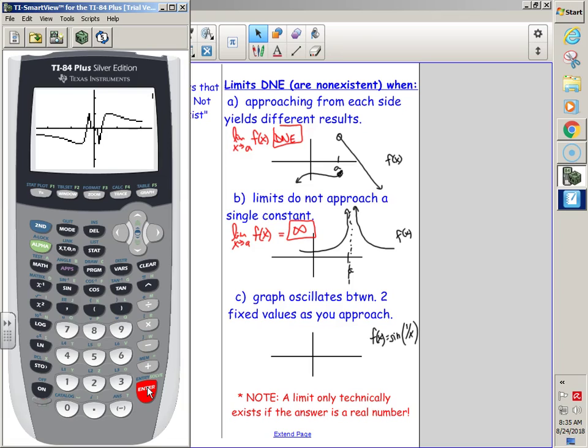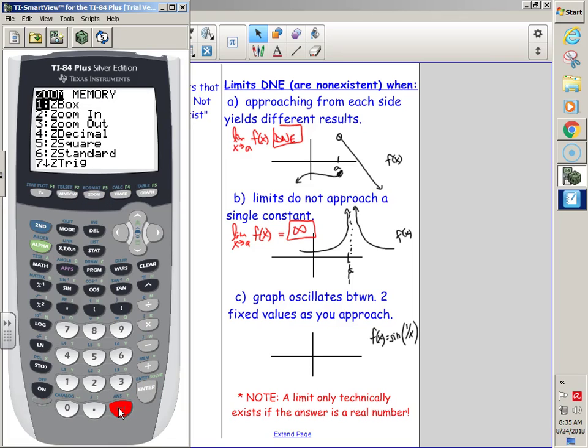Looks a little weirder, but isn't it still approaching 0? Kind of looks like it's approaching 0, right? No big deal. Zoom in a little bit more. Let's make sure.